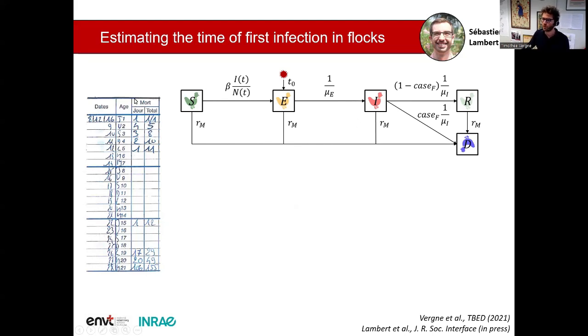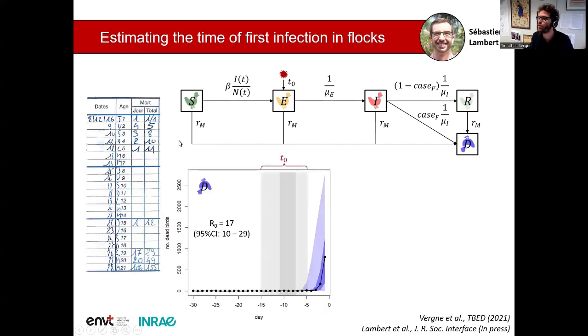We fit this model to the observed daily mortality incidence to estimate the transmission parameters and, most importantly, to estimate the time of the first infection. In this figure, the dotted black line represents the true observed mortality. It's almost 0 all the time, and then it increases during the last two or 3 days. The blue envelopes represent the number of dead animals predicted by the model.